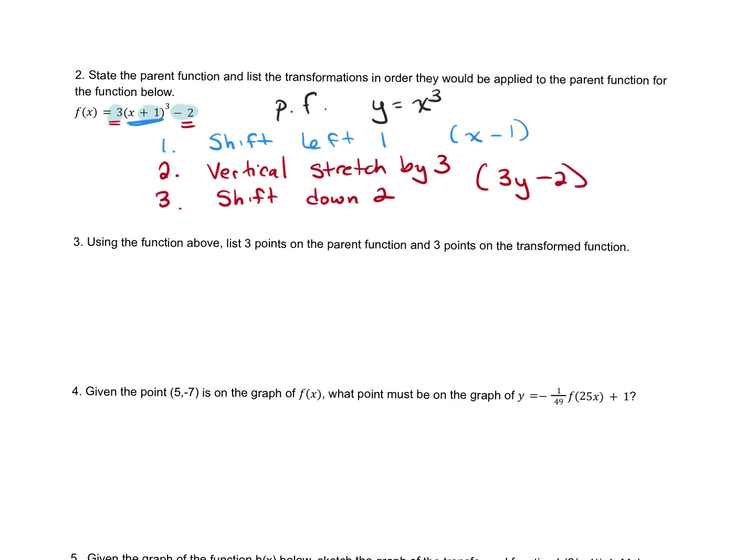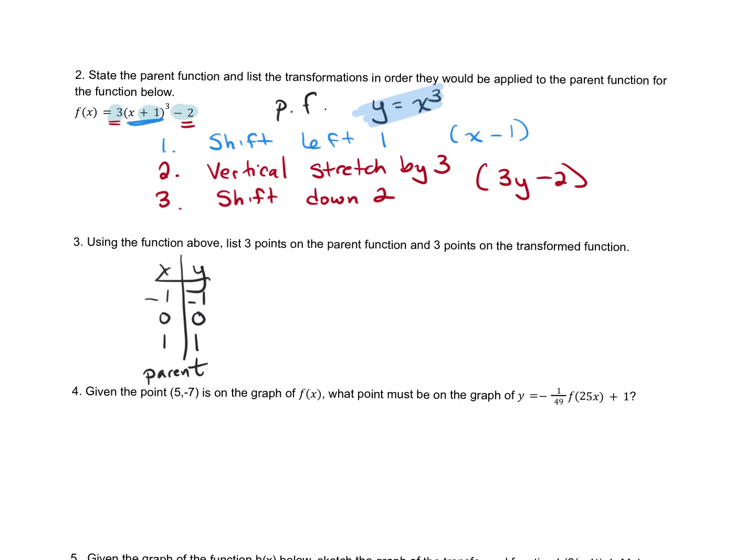So in question 3 it says, in the function above, list 3 points on the parent function and 3 points on the transform function. So we did this a lot where we did the parent function points. We typically pick -1, 0, 1, and then we will plug those into our parent function. So -1 to the third power is -1. 0 to the third power is 0. 1 to the third power is 1. So these are on the parent function.